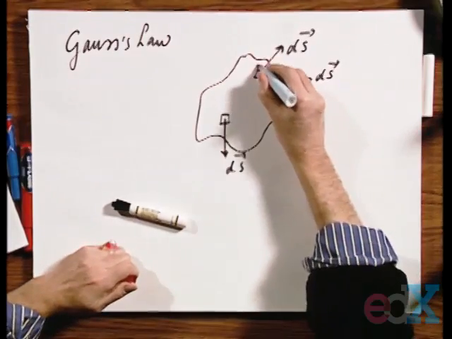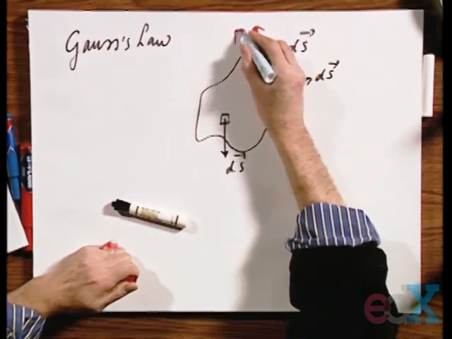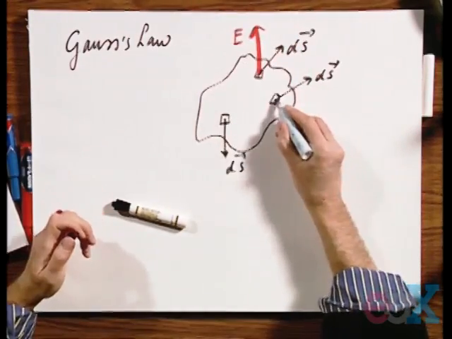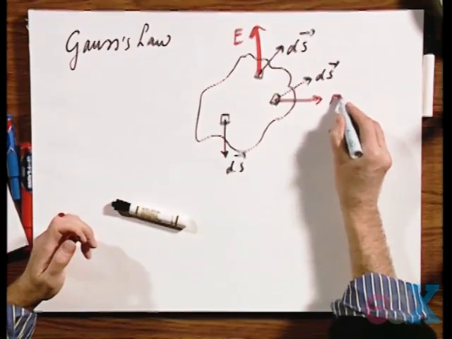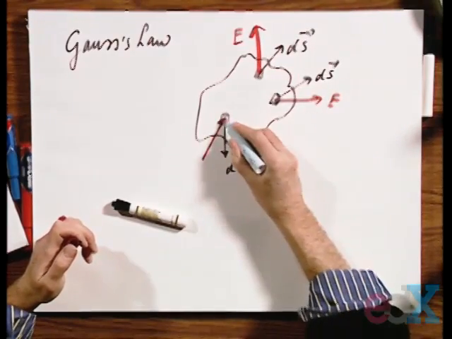And there could be an electric field vector here due to the charge that is inside here. There could be an electric field here, and there could be an electric field here.